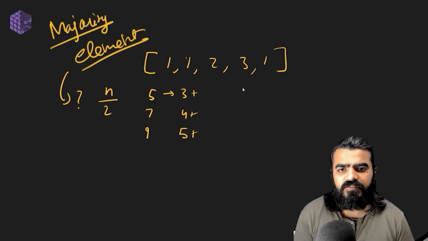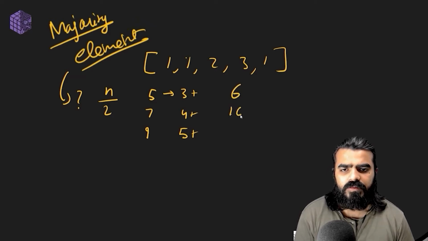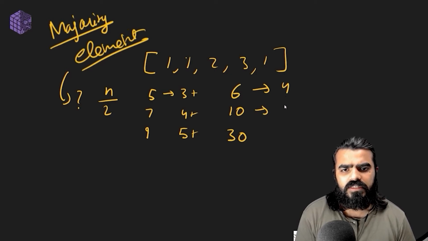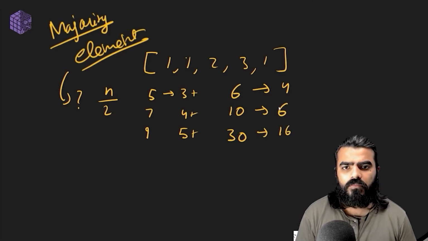And if it is an even number of elements, let's say there are 6 elements, or maybe 10 elements, or maybe 30 elements, then the majority element will be more than half. So it will be 4 or more in this case, 6 or more in this case, or 16 or more in this case.